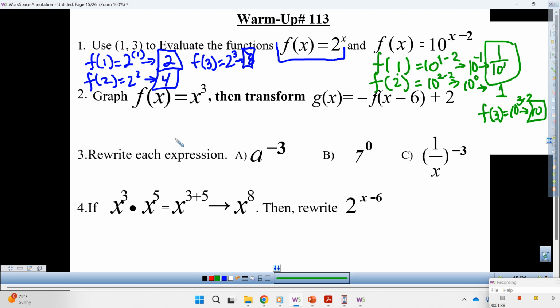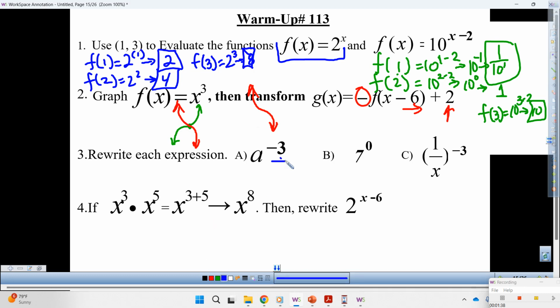Number 2, we have a cubic. We're at 0, 0 there. And according to this transformation, we are flipping it and then moving it 6 to the right and 2 up. 6 to the right, 2 up. So we end up with a flipped cubic up here.